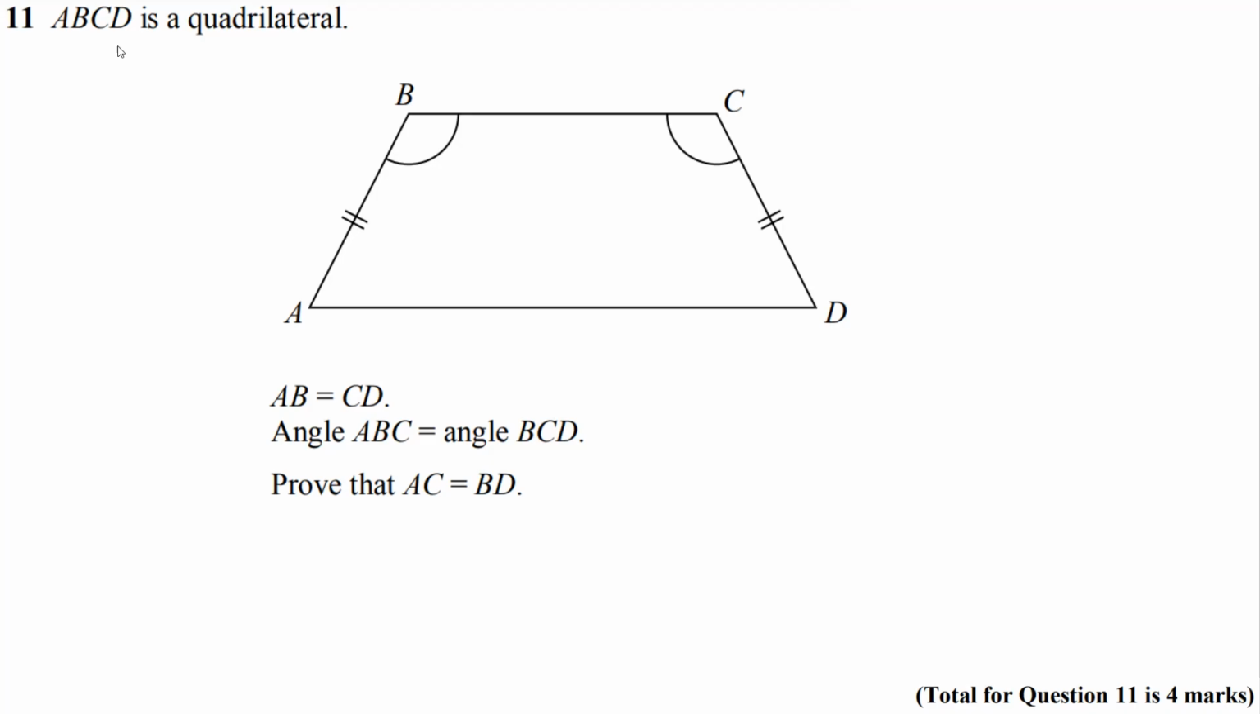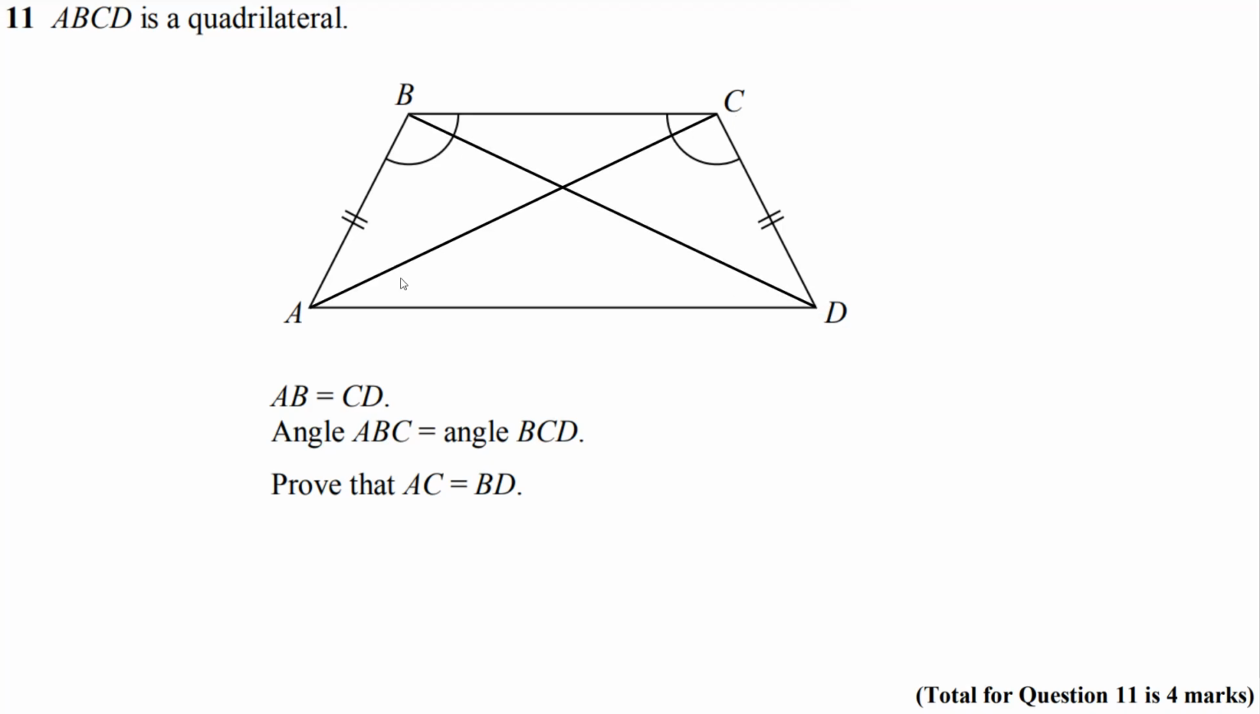ABCD is a quadrilateral. AB is equal to CD. Angle ABC is equal to angle BCD. So these angles are equal, and this line is equal to this line. Prove that AC equals BD. So let's just draw these lines on.